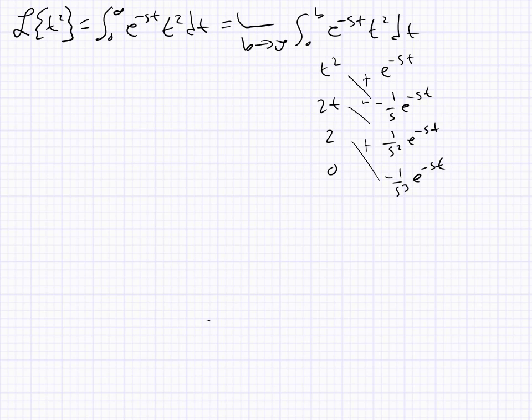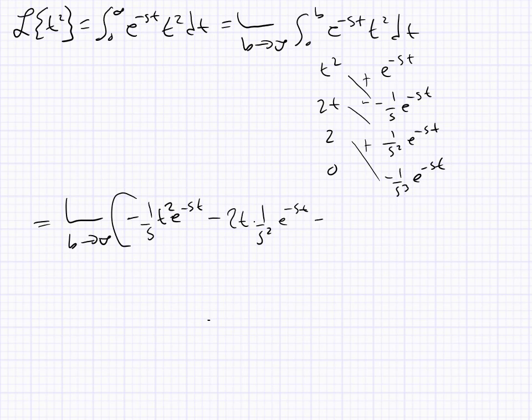Either way, we're going to end up with this limit. The limit as b goes to infinity of negative 1 over s t squared e to the negative st, then negative 2t times 1 over s squared e to the negative st, and then negative 2 over s cubed e to the negative st, between 0 and b. So you'll plug in b here, here, and here.